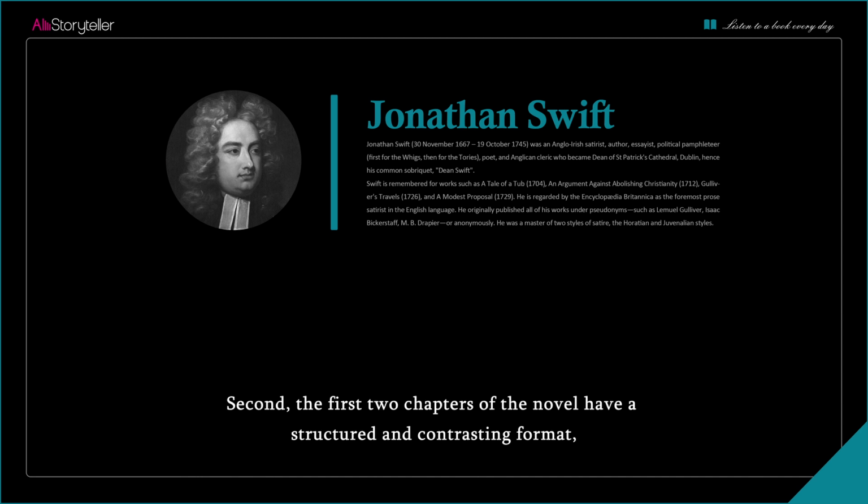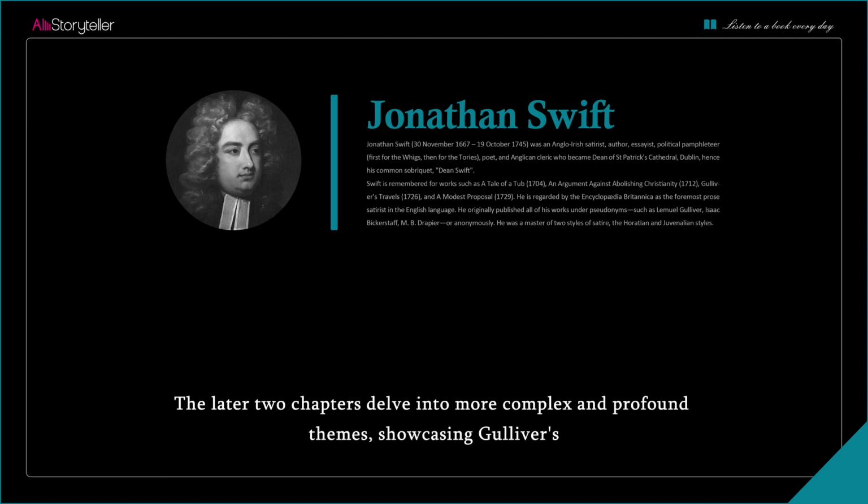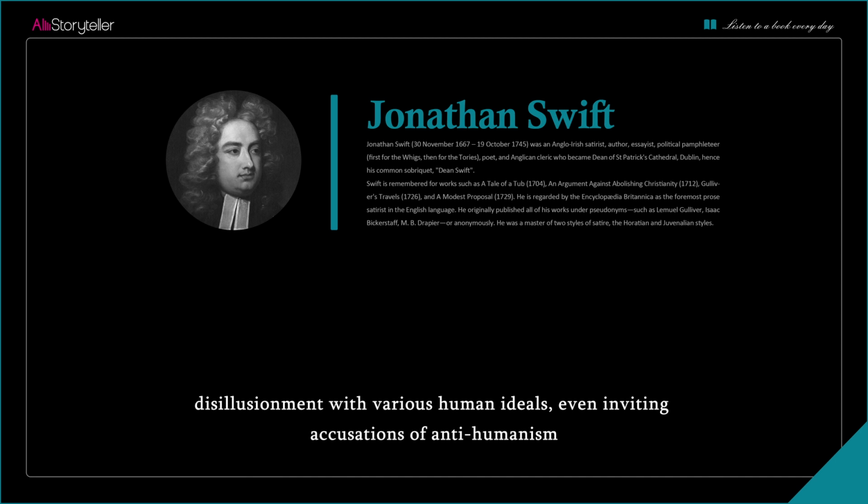Second, the first 2 chapters of the novel have a structured and contrasting format, featuring vivid adventure stories and rich imagination that have long appealed to children. The later 2 chapters delve into more complex and profound themes, showcasing Gulliver's disillusionment with various human ideals, even inviting accusations of anti-humanism and mental aberration against Swift himself.